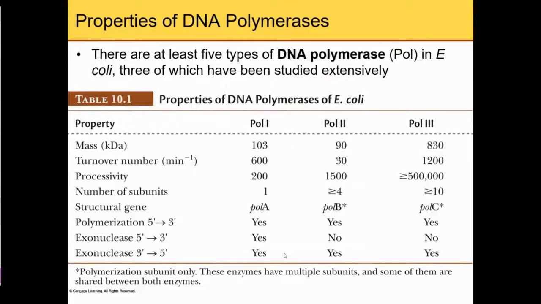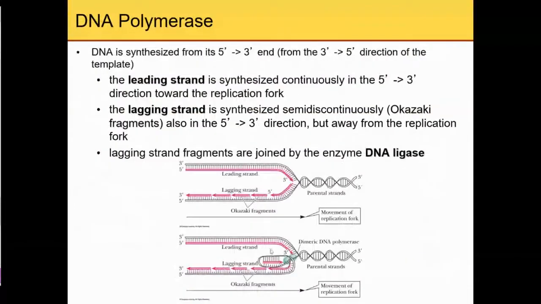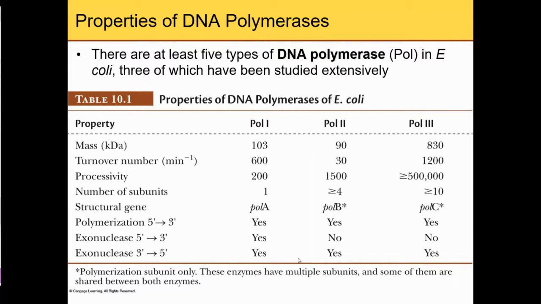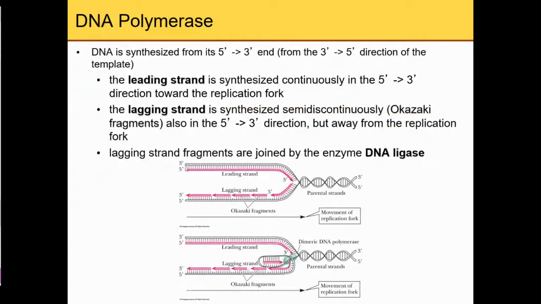Okay, and of course to synthesize this DNA, you need the DNA polymerase. For bacterial cells, there are three different DNA polymerases: 1, 2, 3, right? Normally DNA polymerase 3 will perform the DNA synthesis first, and then later on DNA polymerase 1 will come in to repair some missing nucleotides, which we will discuss in detail.